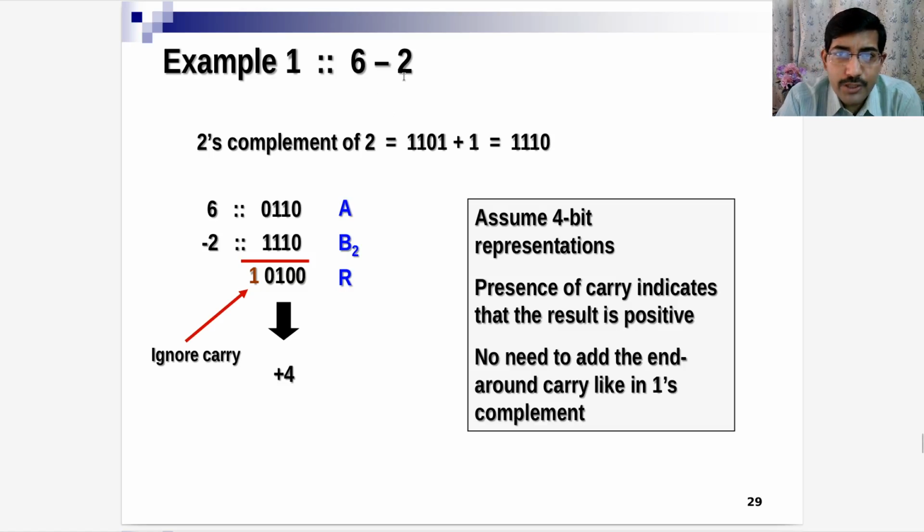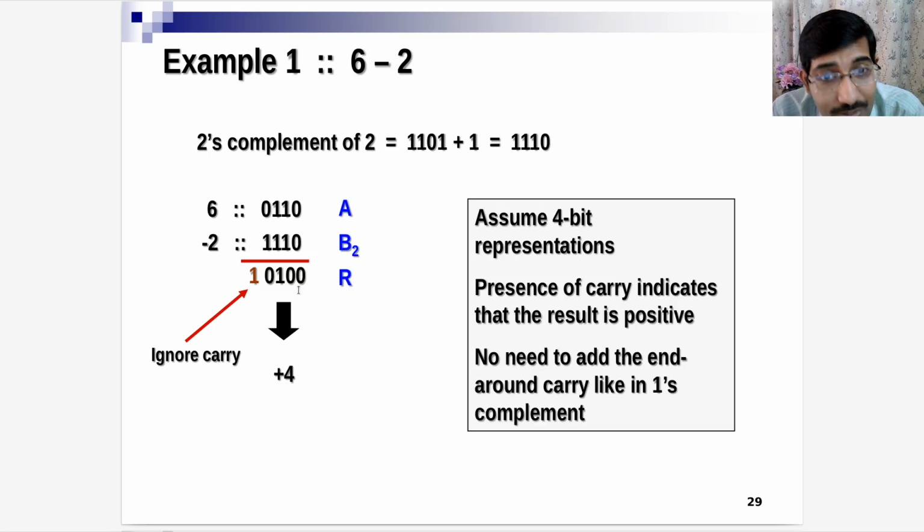Again 6 minus 2. Minus 2 in 2's complement is the 1's complement of 2 plus 1. So the 1's complement of 2 is 1101, plus 1, which is 1110. Now I can directly add these two because minus 2 is this one. When we add, I get 0100 in the actual position with a carry 1. I just ignore this carry and take the rest as my result. No need to add the end around carry as we do in 1's complement.